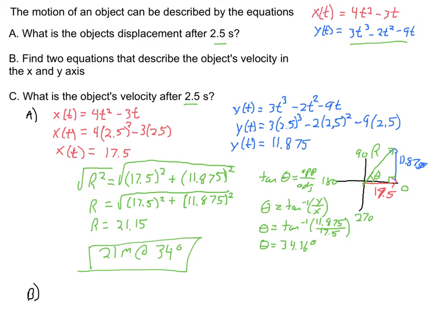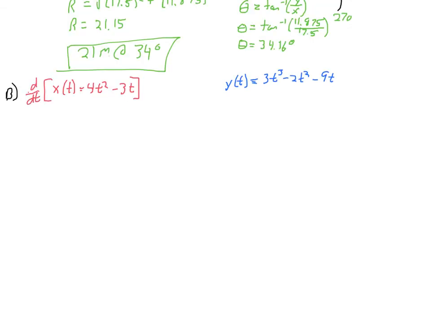All right, B: find 2 equations that describe the object's velocity in both the x and the y-axis. Well, I have an equation for position in the x and the y-axis, and the derivative of position, or displacement, is velocity. So we just need to take the derivatives of these 2 equations. Whenever I take the derivative in the x-axis, remember I multiply the 2 down. So I end up with velocity according to time in the x-axis, 8t minus 3, and velocity in the y-axis, 9t squared minus 14t minus 9. And that leads me to part C.